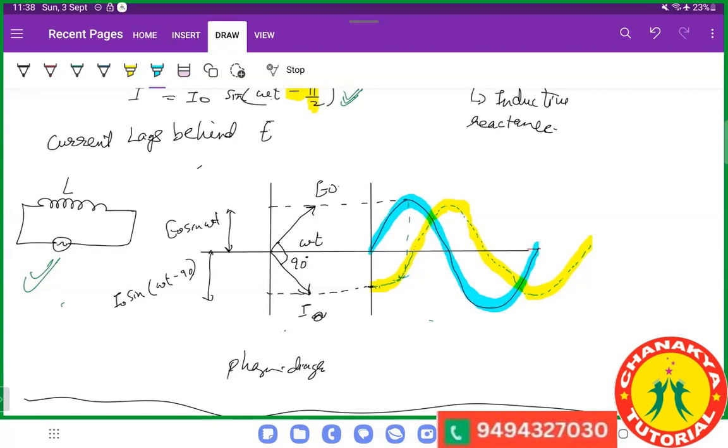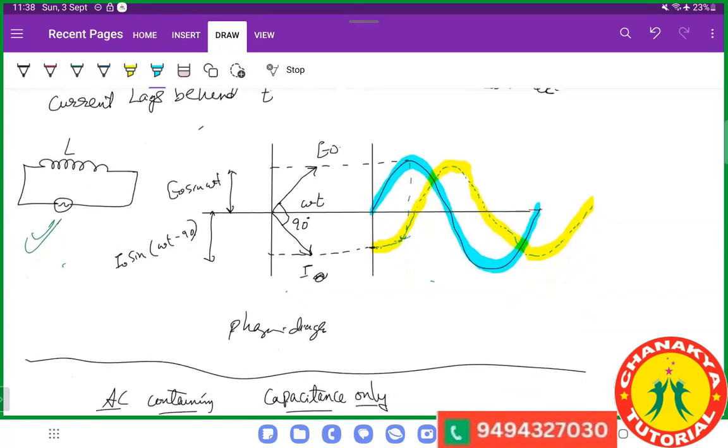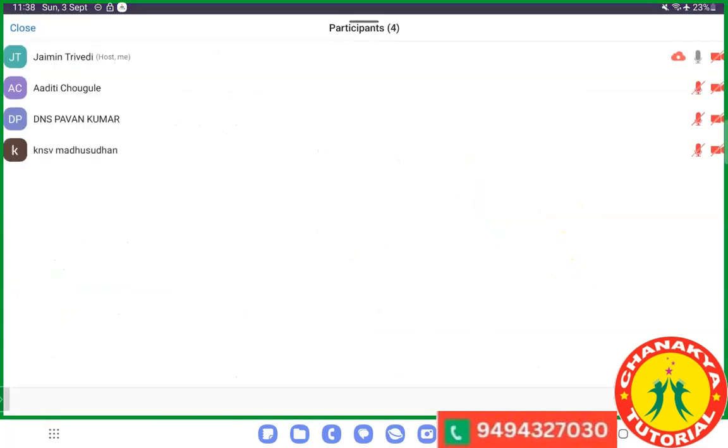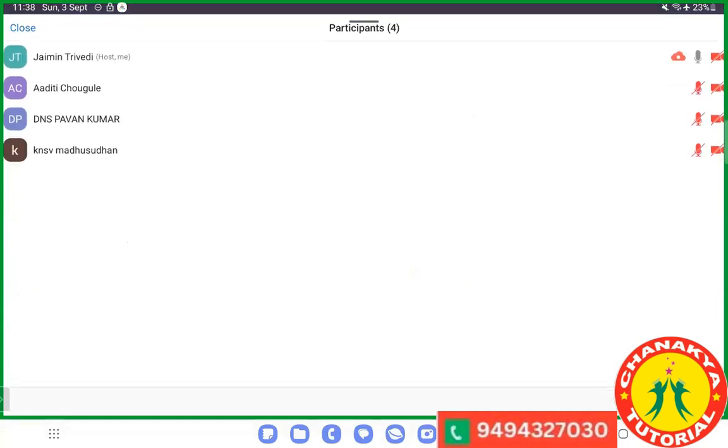Have you drawn? Okay. Done this one, Aditi, for one. Yes, sir. Yes, sir.